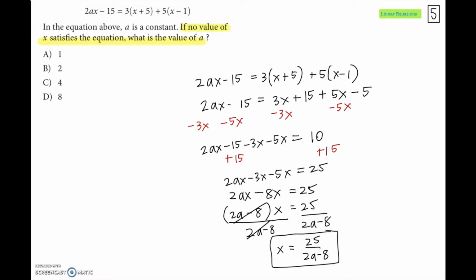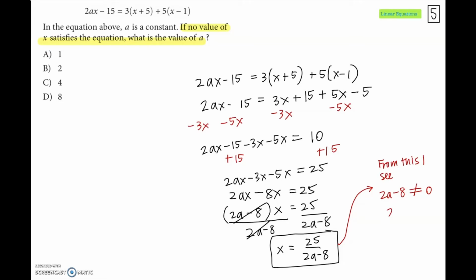And you can probably see it too, that first of all, if this denominator is 0, that's a huge problem. You can never have 0 in the denominator of a fraction. It doesn't make mathematical sense. So we need to make sure that 2a minus 8 is never 0. So from doing all this work to solve for x, I have come up with the fact that 2a minus 8 can never be 0. And so we're going to find out where that might happen, because that's going to be the value of a that causes the problem that there is no x that satisfies the equation.